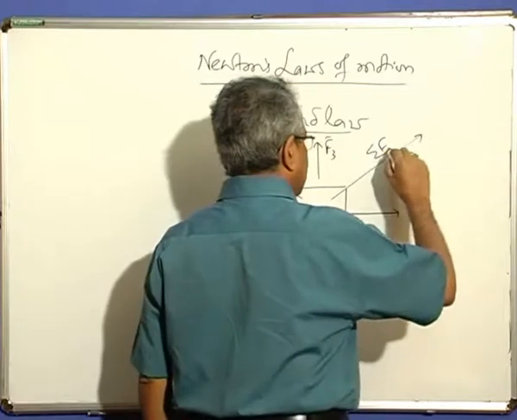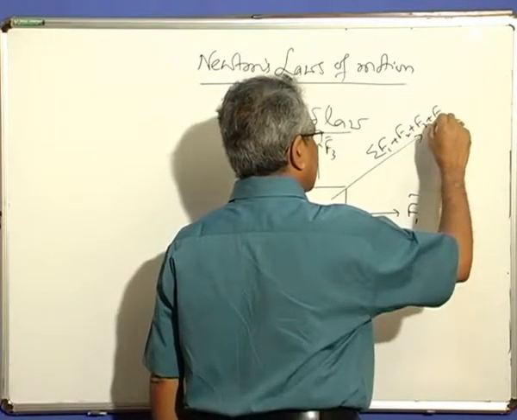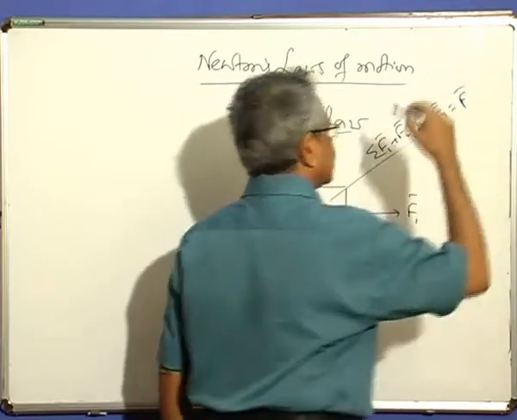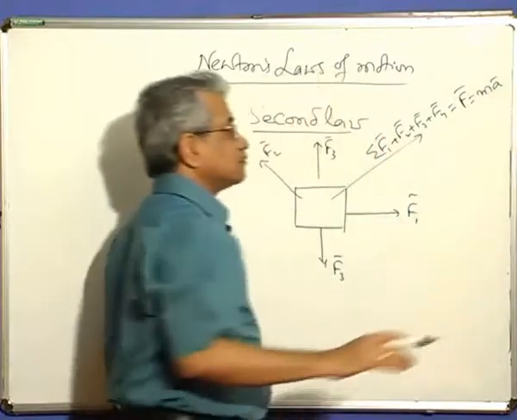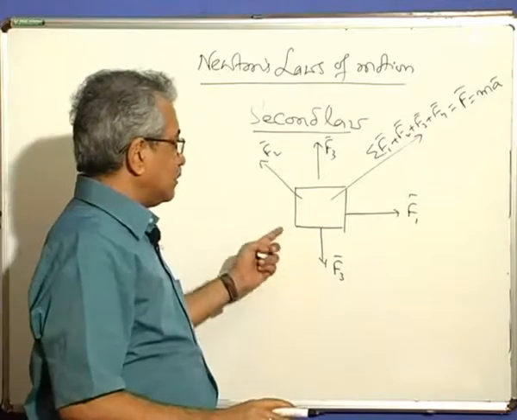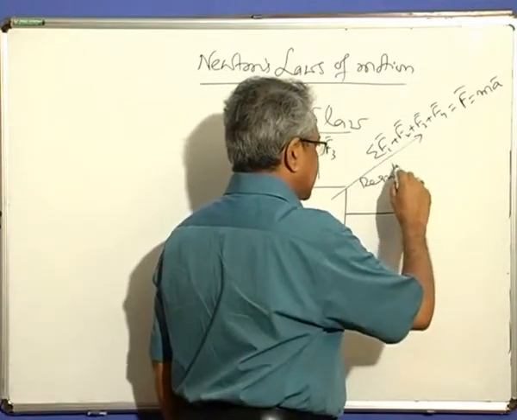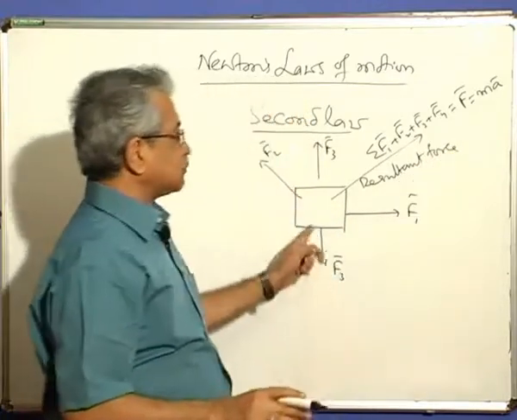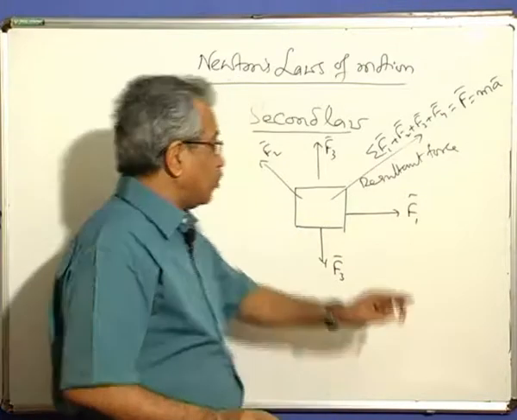So, the sigma of all these forces, F1 plus F2 plus F3 and F4, gives rise to one force in that direction. That force generates acceleration in that direction, so the body will ultimately move in that direction. We call it the resultant force. So net force or resultant force is responsible for the movement of the body with acceleration in that direction. So we know how to combine these forces.